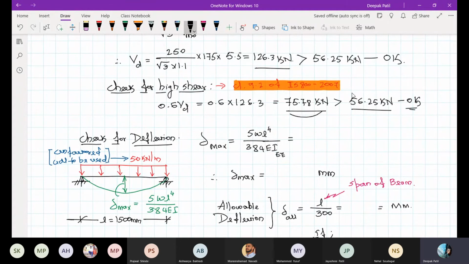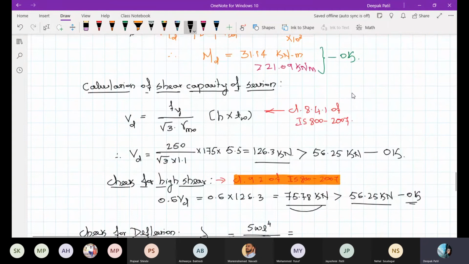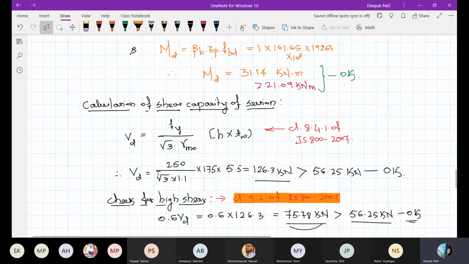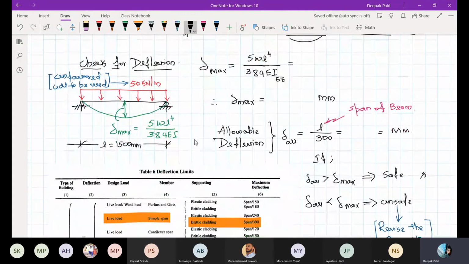So now we have calculated the limit state of strength, that is design bending moment capacity and design shear force capacity. We also have to check whether the given section, that is ISMB 175, is okay from the limit state of serviceability, wherein it takes care of deflection. So I have to check for the deflection also. Let us go and check for the deflection.